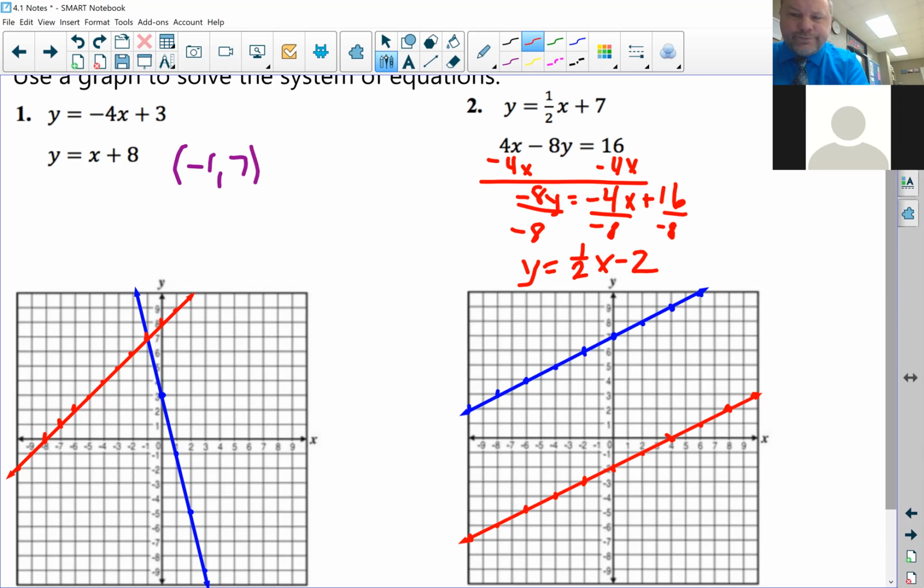And so this one, if we look, we have the same slope, different y-intercept. So those lines are parallel. So we get no solution. All right.